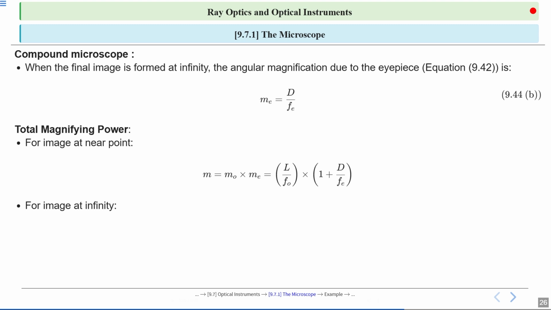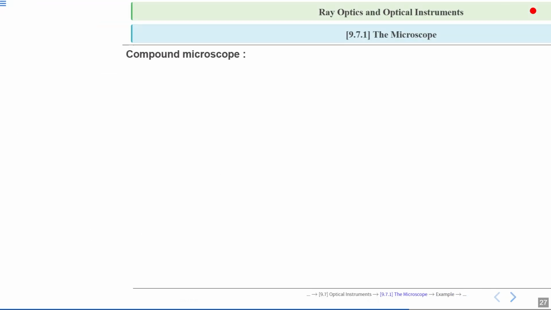Alternatively, when the image is formed at infinity, the formula for magnifying power changes slightly. This is another common setting for microscopes, especially when the user wants to reduce eye strain during prolonged observation. So for an image at infinity, the magnifying power is given by M equals L upon f naught multiplied by D upon fe. This formula highlights the relationship between the tube length, focal length, and the least distance of distinct vision in determining the magnification.